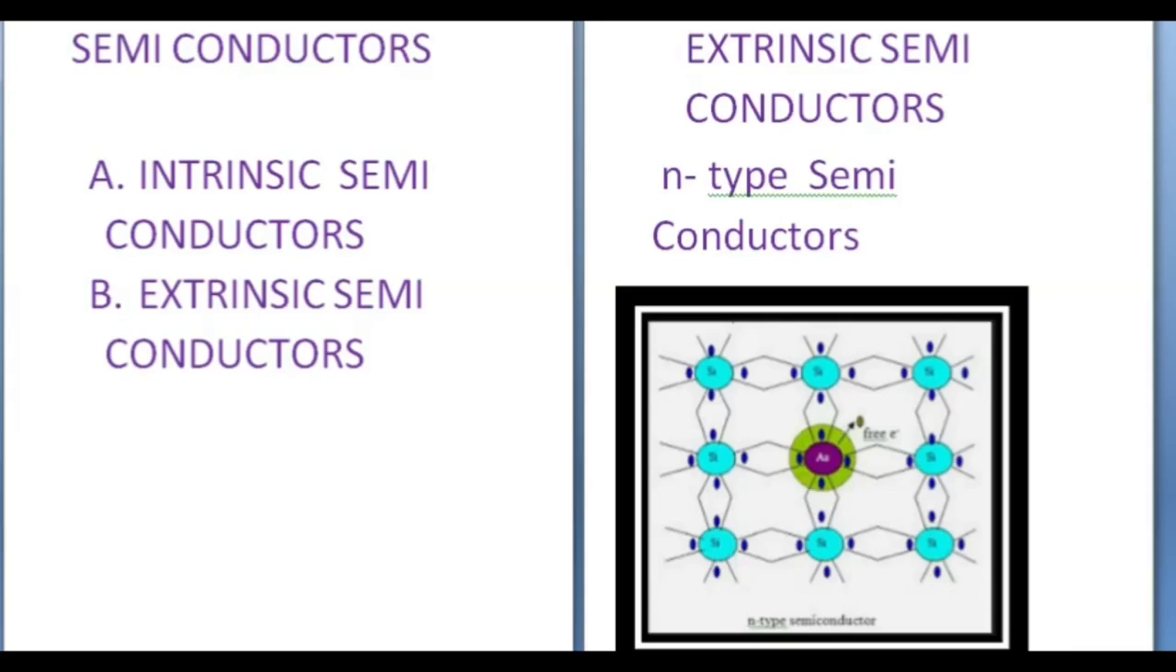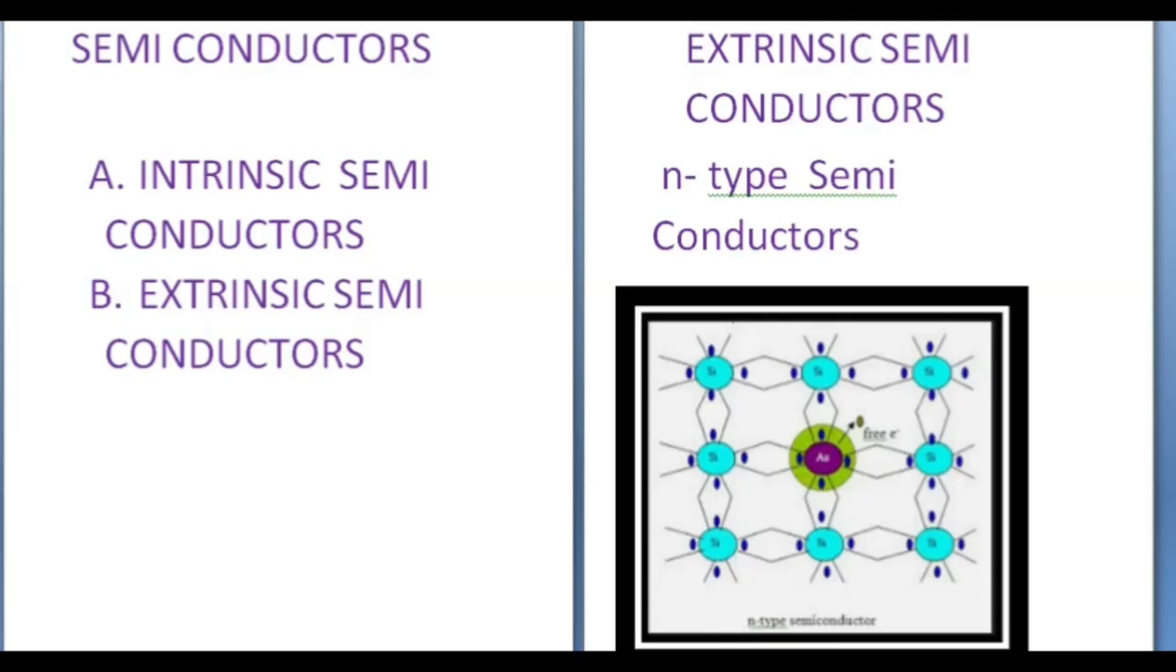Now extrinsic semiconductors are again of two types. The first type is N-type semiconductor. In N-type semiconductor, when the atom of impurity provides more electrons than the parent atom forming the insulator, N-type semiconductor is formed. This can be done by adding arsenic or phosphorus. Arsenic and phosphorus belong to group 15, and silicon belongs to group 14.